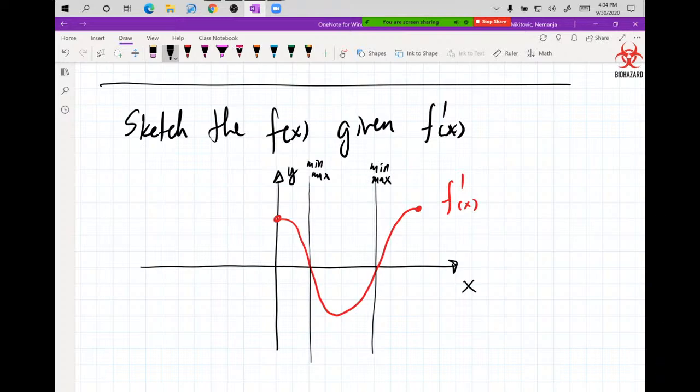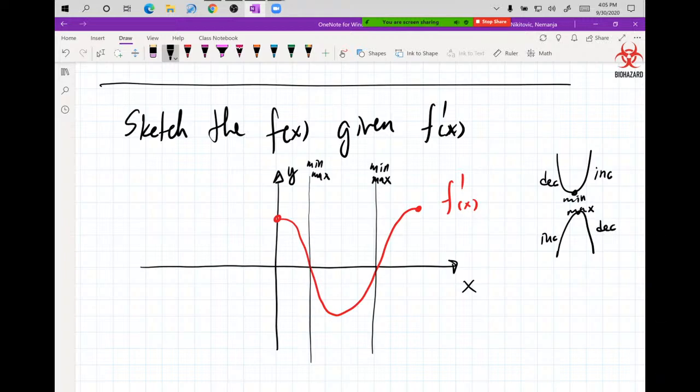Now, if you haven't thought about these things, you can draw min and max on the side and understand that in order to have a min, you have to have a decrease followed by increase. And to have a max, you have to have an increase followed by decrease.